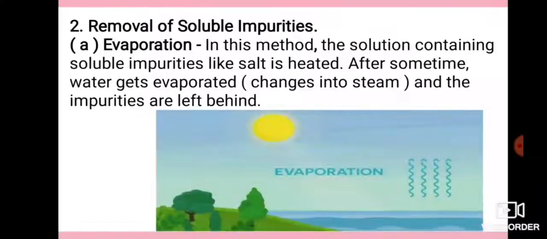Now removal of soluble impurities. The very first thing is evaporation. Soluble substances like sugar in water can be removed by evaporation. How? After heating the water, it starts evaporating, and after some time the whole water gets evaporated, and only the sugar is left behind in the container. So this is called evaporation.